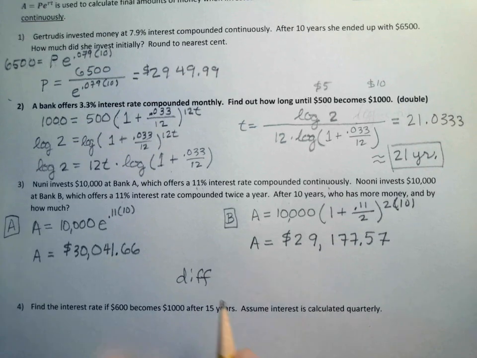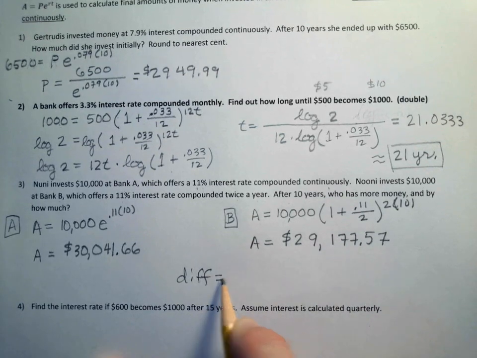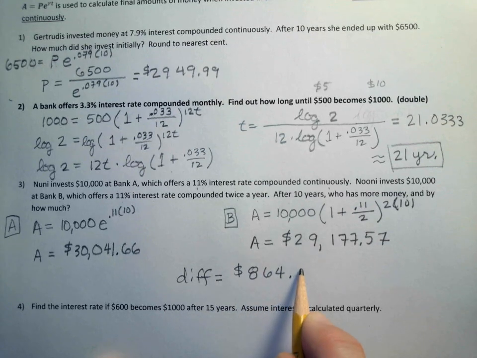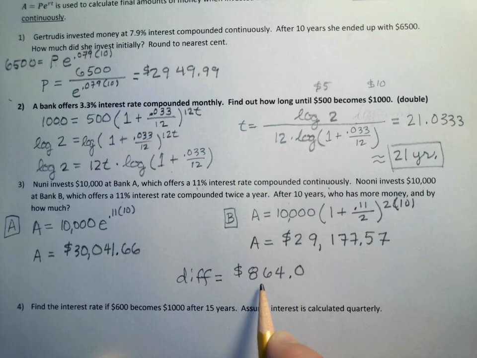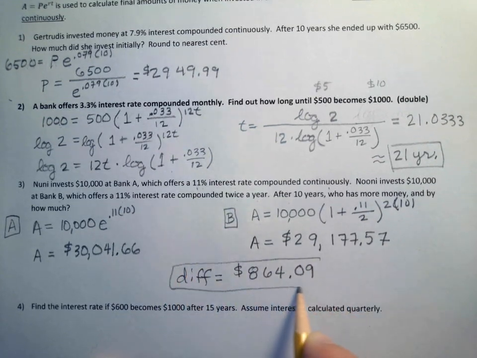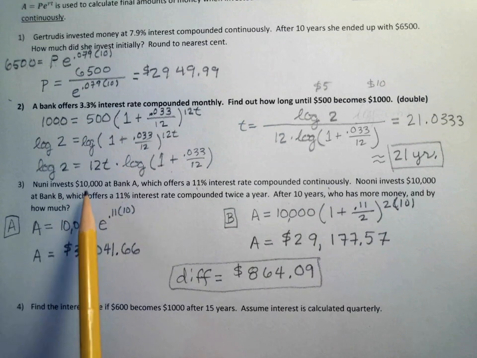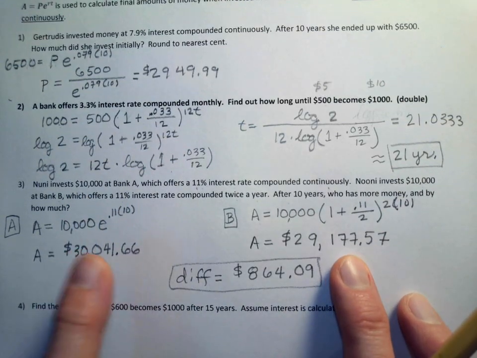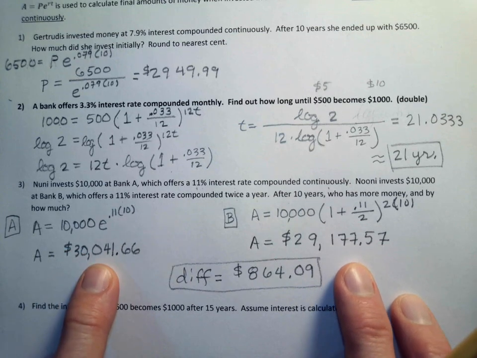Oh, excuse me. The difference, if you subtract them, is really only $864.09. So not a very big difference when you consider they started with 10,000. It's always going to generate more money if you compound continuously.